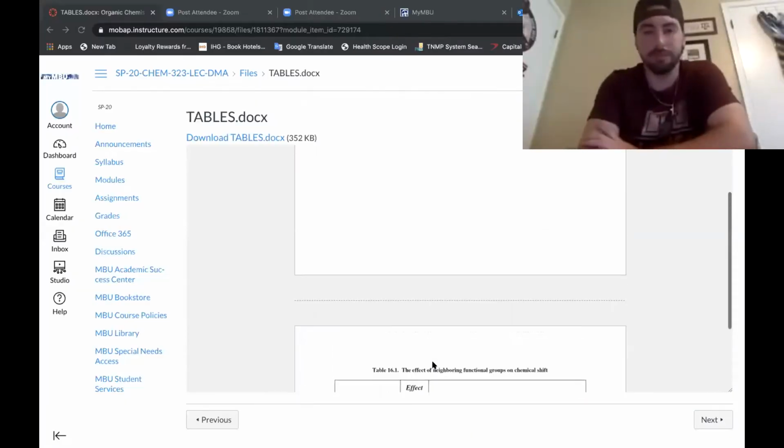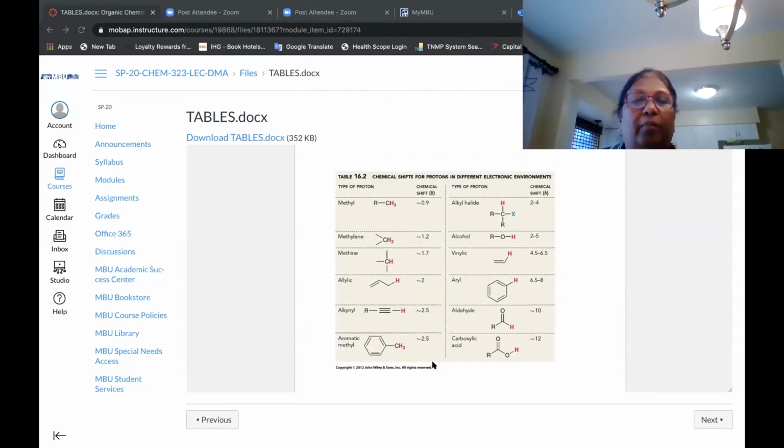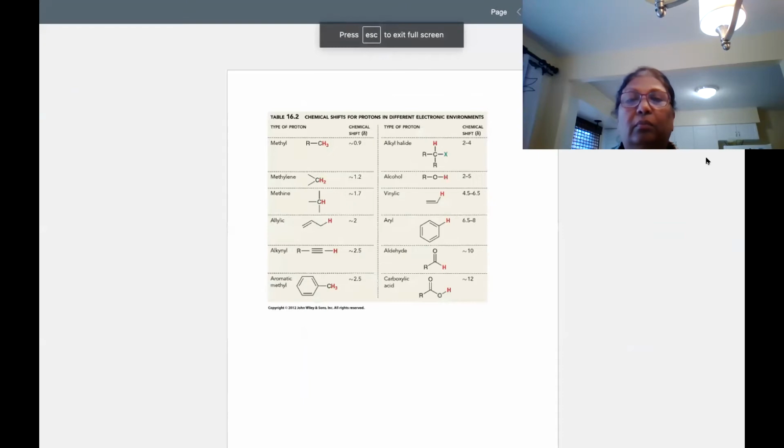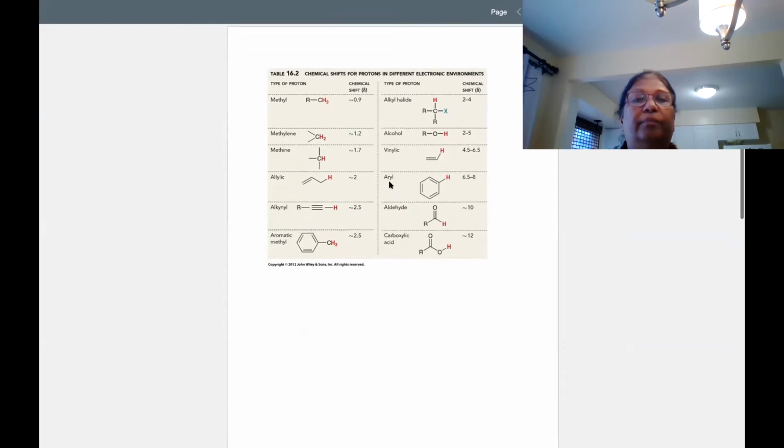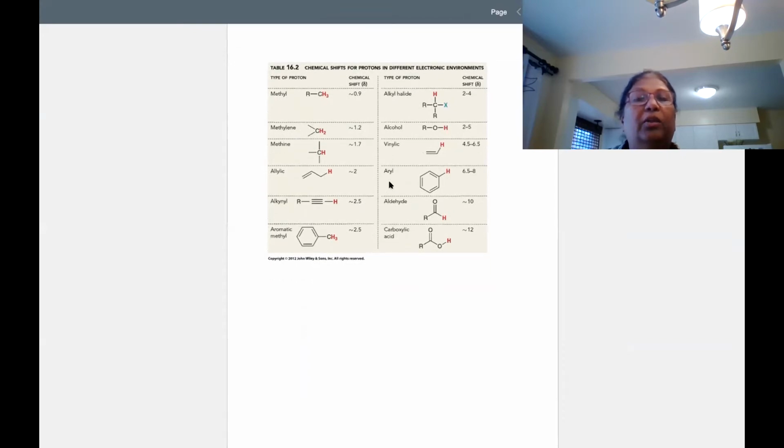There we go. Can you make that bigger, this table? Okay. This table will be given to you. And look at some of these values. You have the methyl, the methylene, the methine, and then the allylic hydrogen, the alkenyl, aromatic methyl, the aldehyde hydrogen. Now the ones below are very, very specific.